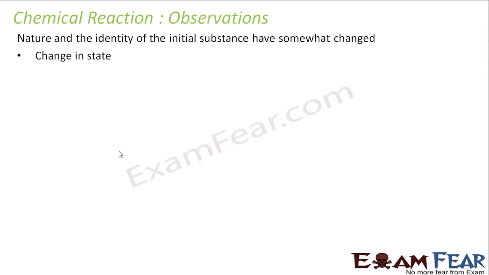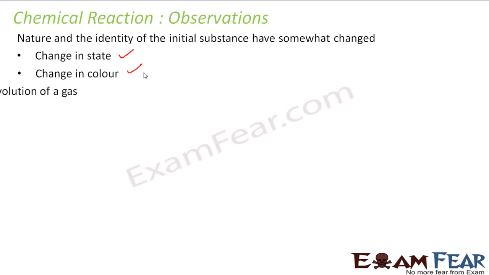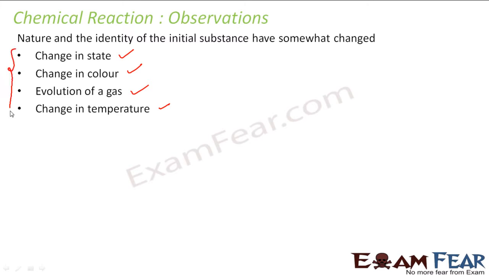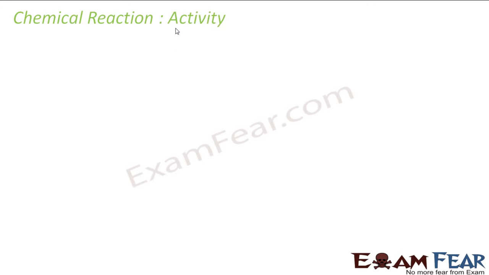So we observe that the change of state happened, the change in color happened, the evolution of gas also happened in some cases, and the temperature also changed in some of the cases. So this is what we observe in the initial substance when the initial substance went for a chemical reaction.